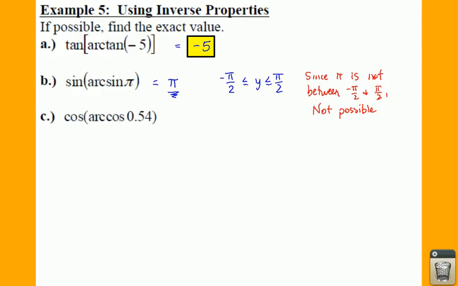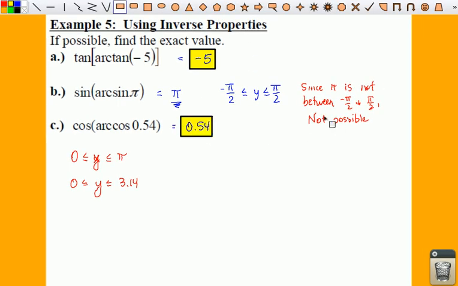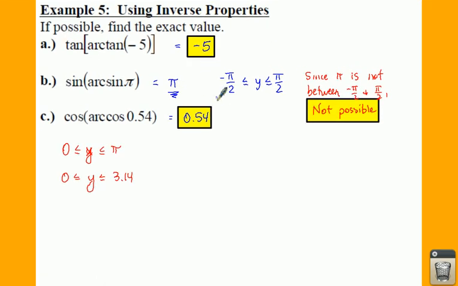Knowing that, if we look at the cosine of the arc cosine of 0.54, is 0.54 in the right interval? For cosine it's different: is it between 0 and pi? Considering that pi is 3.14, 0.54 is in between. So we can say that 0.54 is going to be our solution. When you figure these out, make sure you are in the correct range. If it's not in that range, then it is not possible.